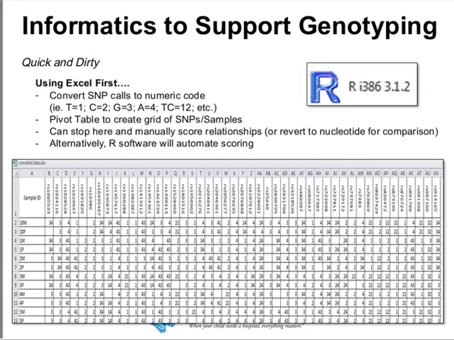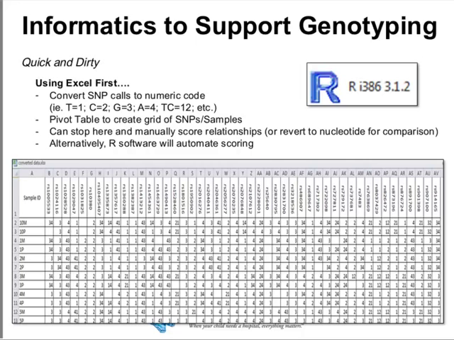And it's just a few steps where you essentially convert the nucleotide calls to a numeric code, and that is very simple within Excel. It's just find, replace all, T's with 1, C's with 2, etc. As you can see, even the heterozygous you can replace with 12, so that every one of these combinations of nucleotides is unique.